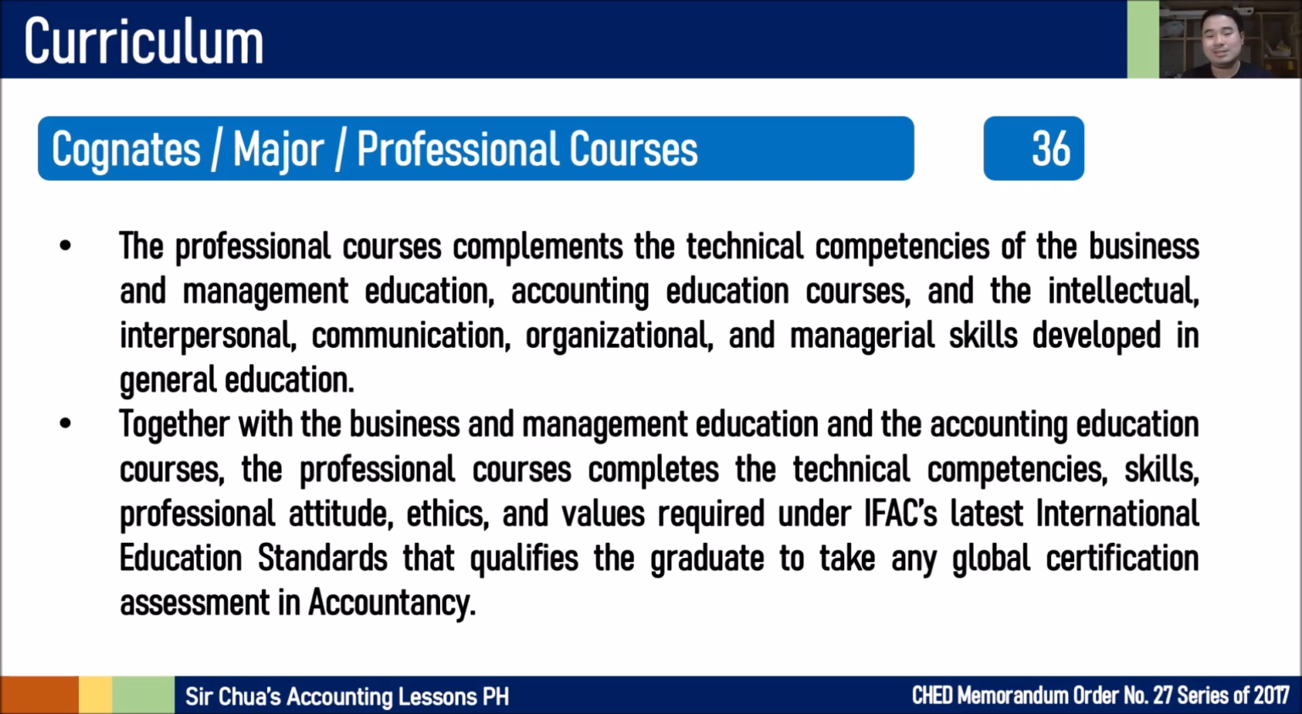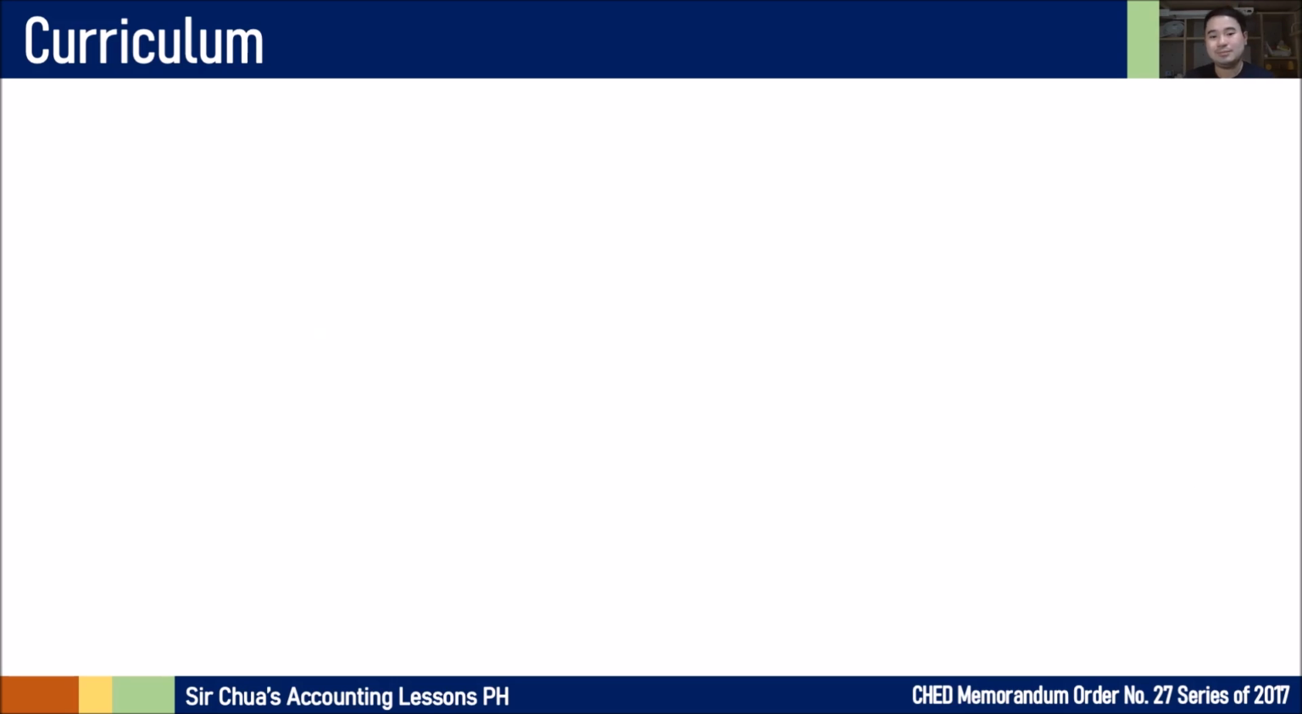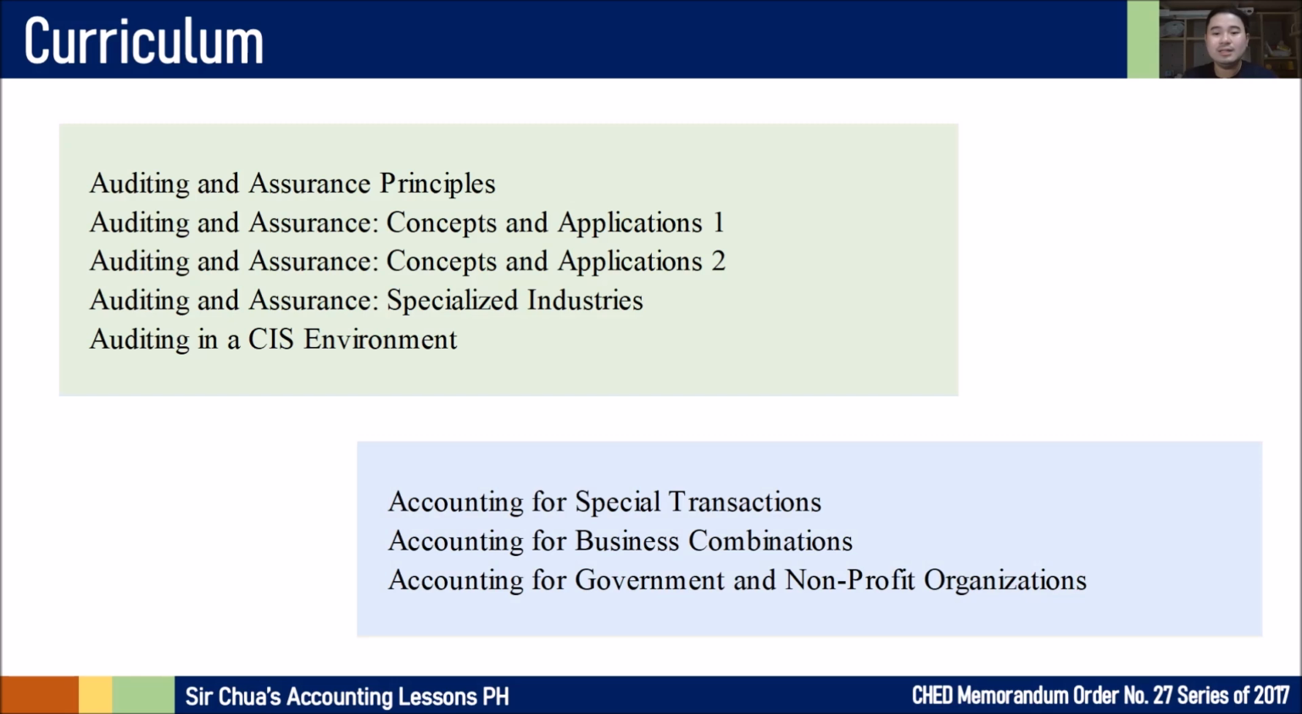Ito po yung 36 units na yon. Ano po yung 36 na yon? Okay? 3, 6, 9, 12, 15, 18, 21, 24. So, yung first 24 units nun, 36 units na yon is auditing subjects at saka special topics in accounting. Okay? We have auditing and assurance principles, or more commonly known as auditing theory. And then auditing and assurance concepts and applications 1 and 2, or more commonly known as auditing problems.